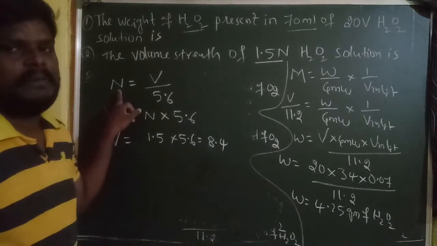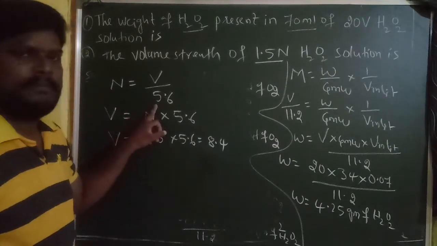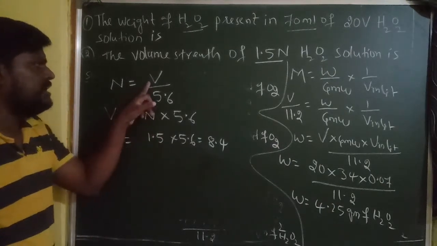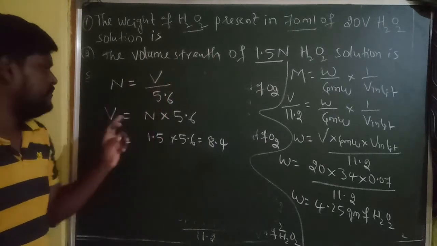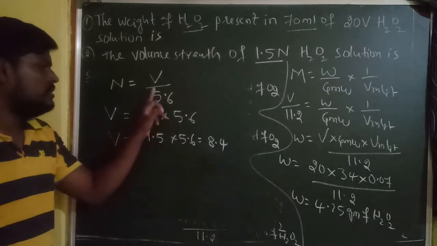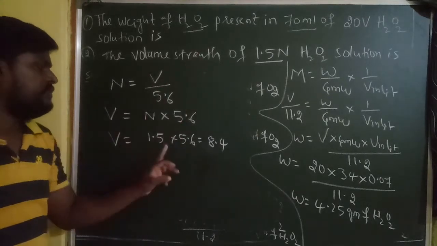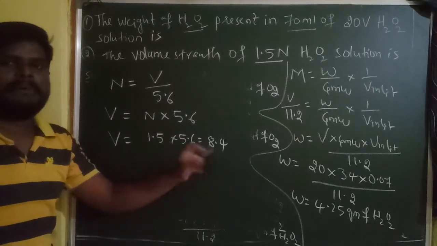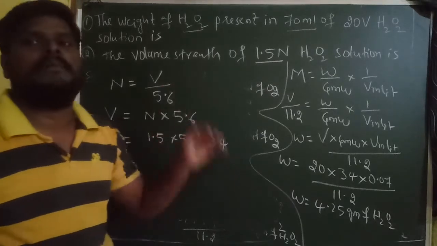This is the direct formula for normality: volume strength by 5.6. We need to find the volume strength according to this problem. That's why volume strength is kept here and normality into 5.6. Normality is 1.5, 1.5 into 5.6, you will get 8.4. So this is the second problem.